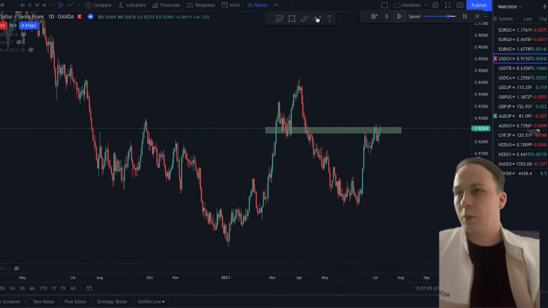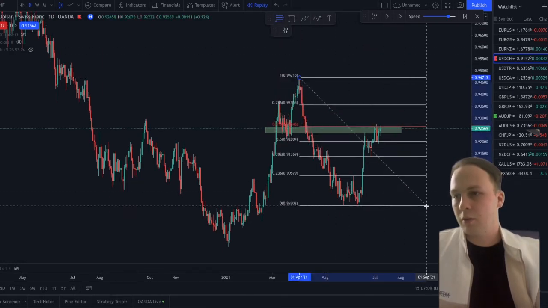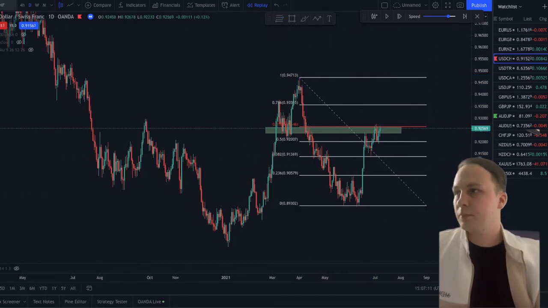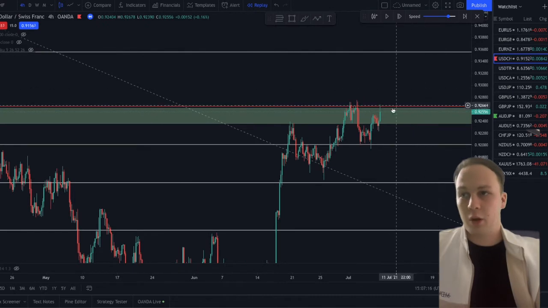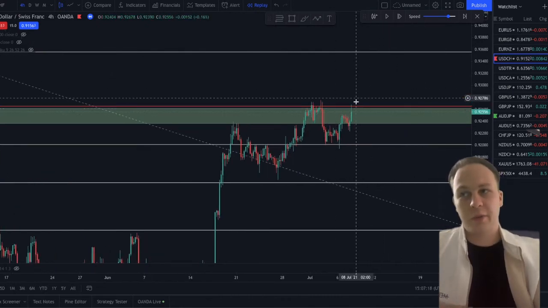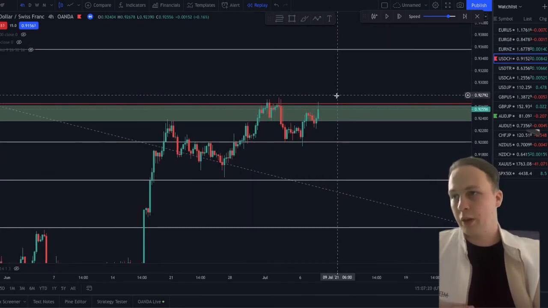So again, we'll draw in our Fibonacci level from the high to the low. Gosh, back on the 4 hour. And there we go. We can even see that it's rejecting this Fibonacci area almost to the pip.